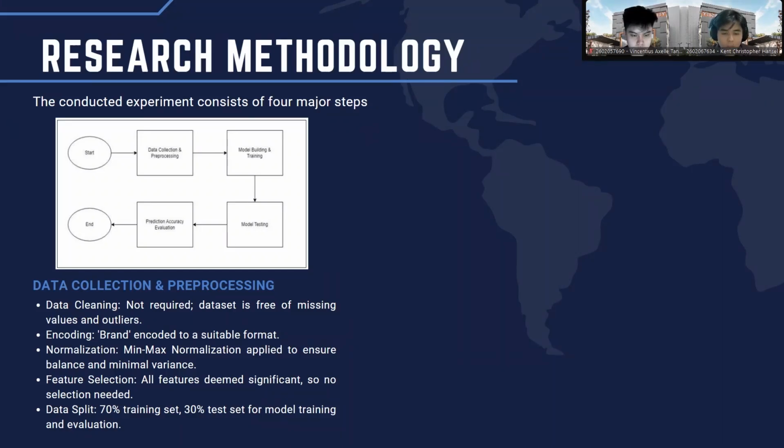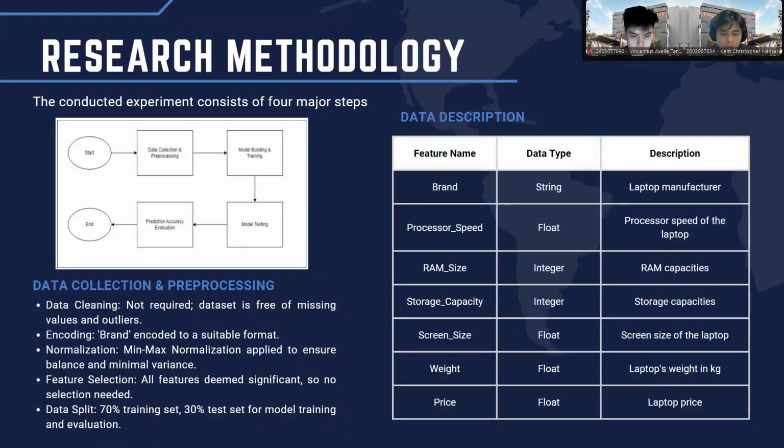Lastly, data was split with a 70 to 30% ratio, 70% for the training set and 30% for the testing set, for model training and evaluation. The table displayed on the side lists the features of our dataset.